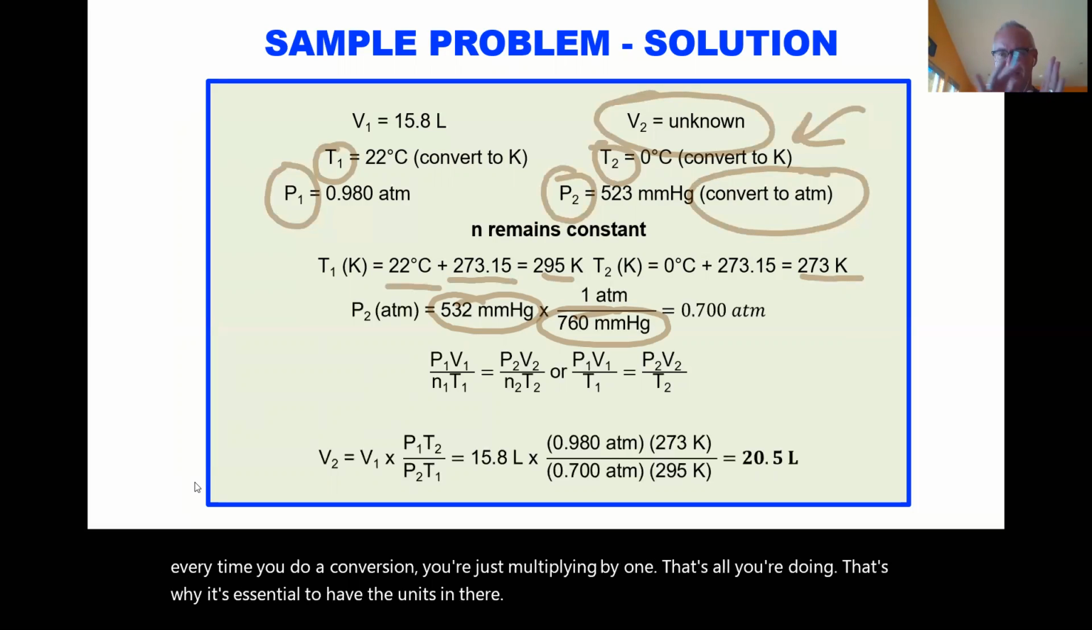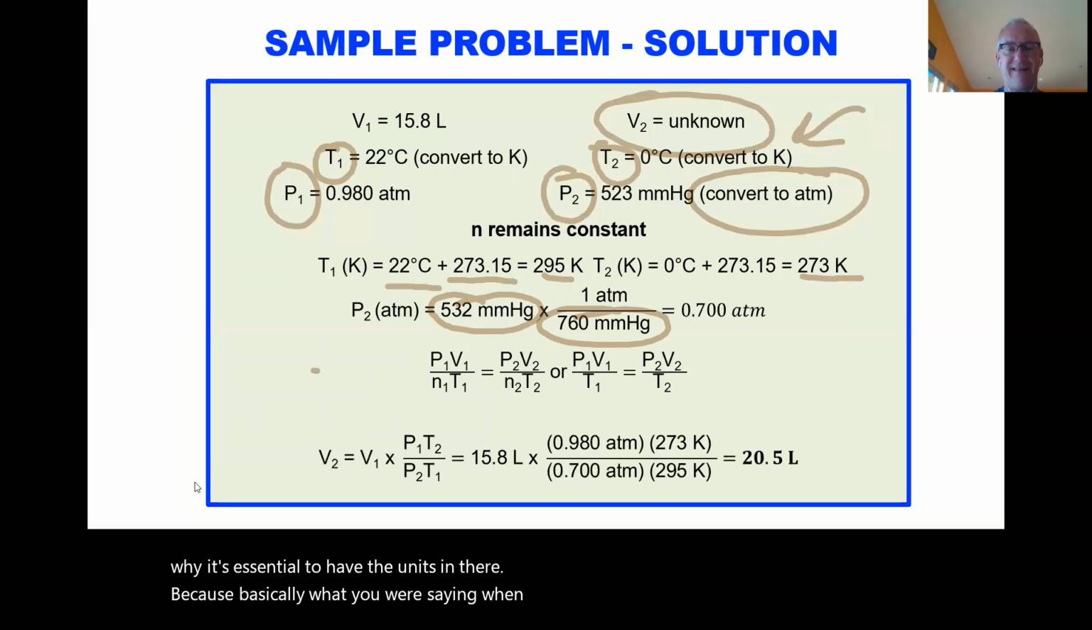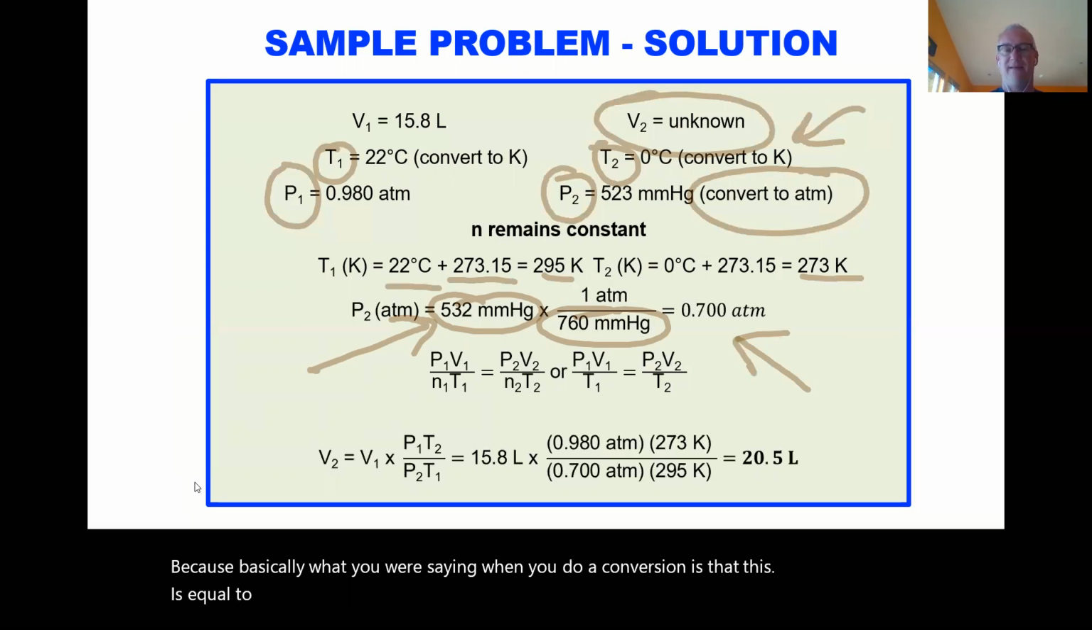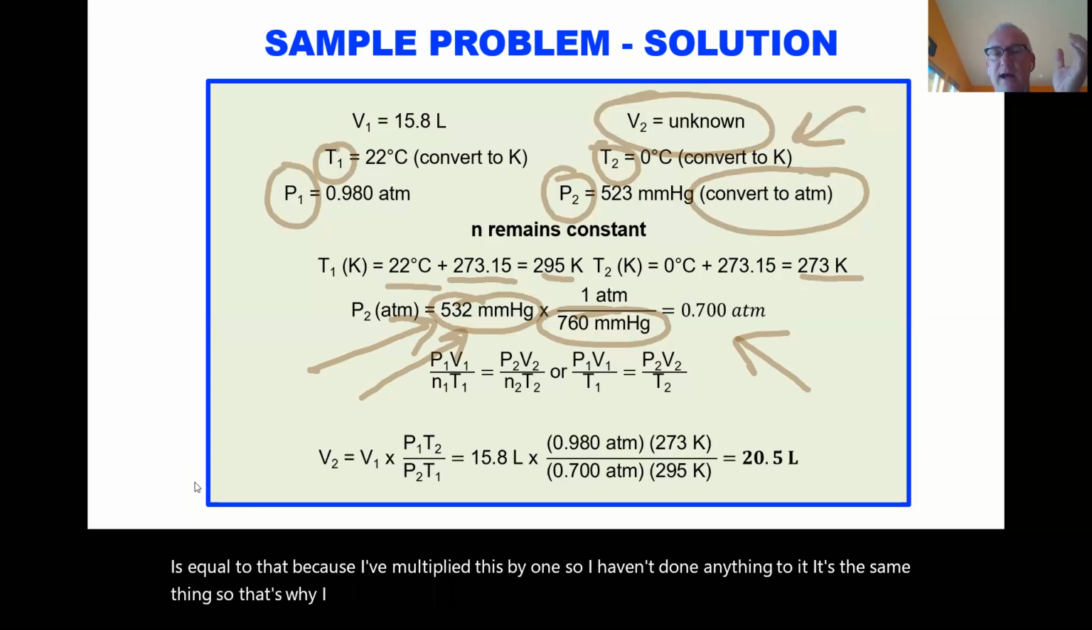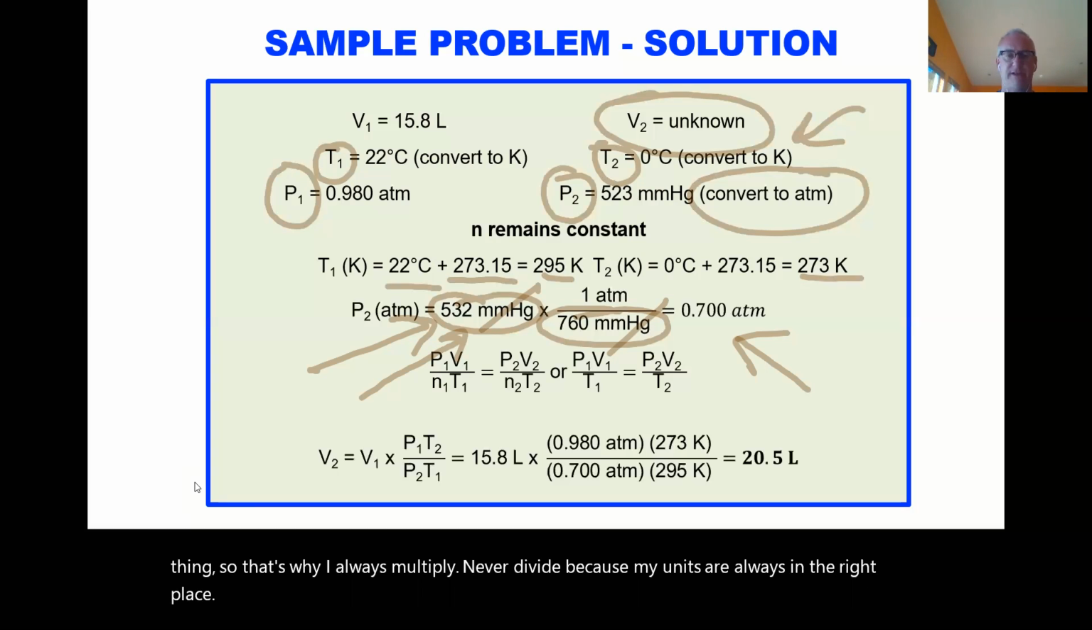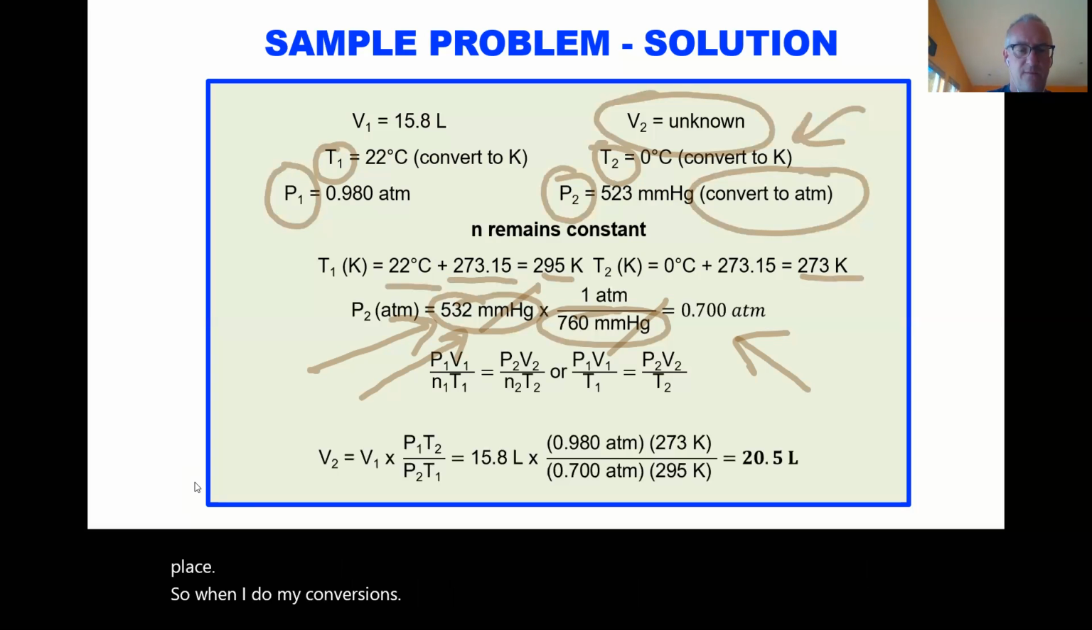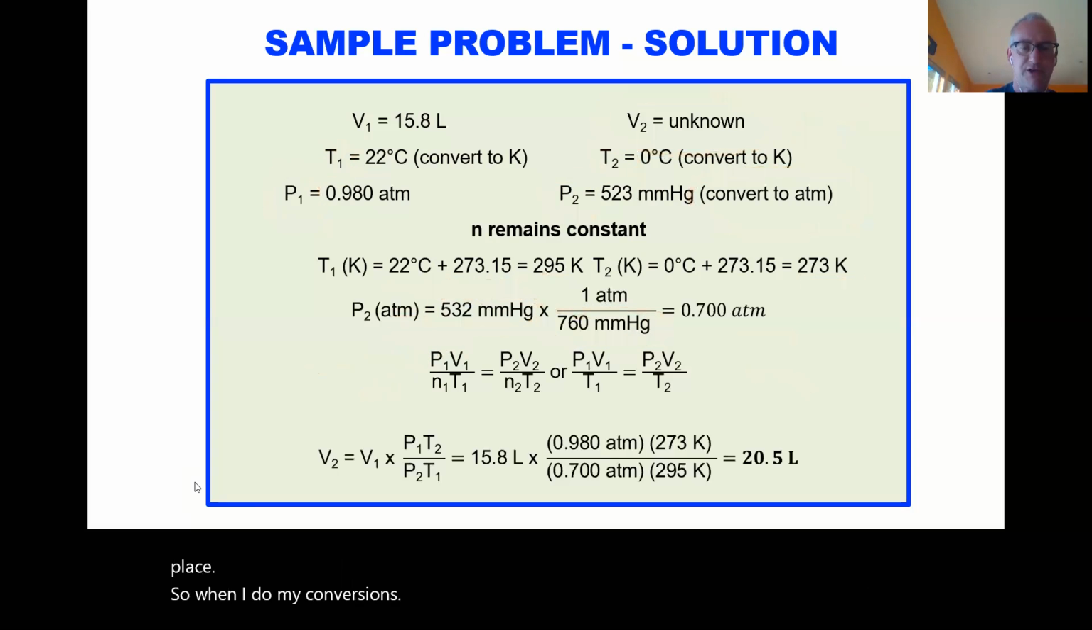Because basically what you are saying when you do a conversion is that this is equal to that, because I've multiplied this by 1. So I haven't done anything to it. It's the same thing. So that's why I always multiply and I never divide, because my units are always in the right place. So when I do my conversions, then you use the relationship that we get from the ideal gas law.